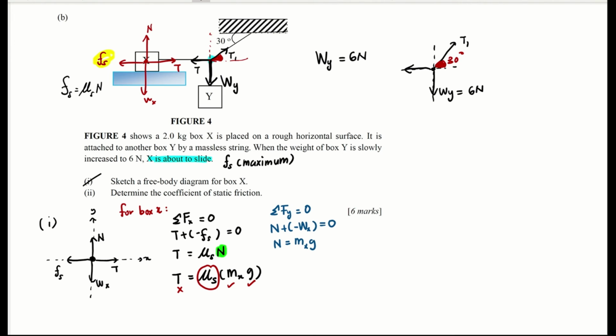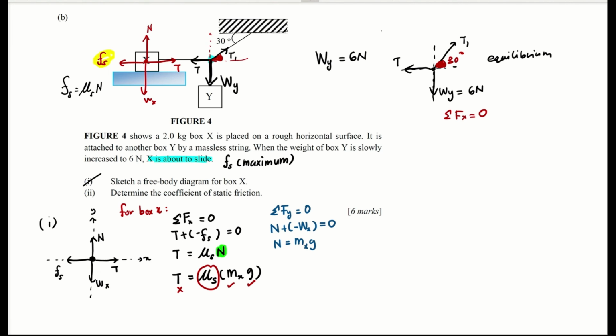And then kita akan ada T. T tu yang kita nak cari lah. Okay, jadi this is equilibrium. So maknanya kita consider total Fx equal to 0. Total Fy also equal to 0.